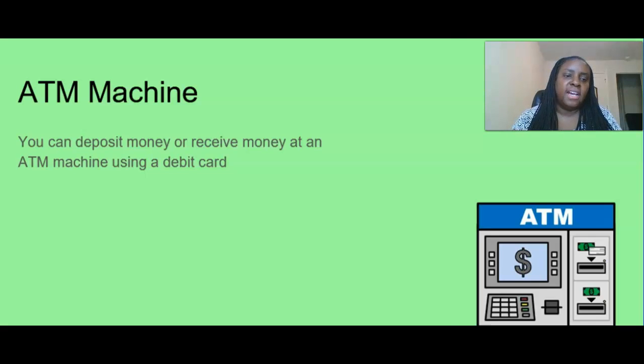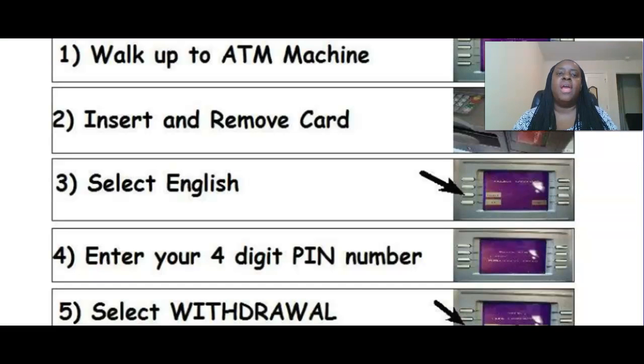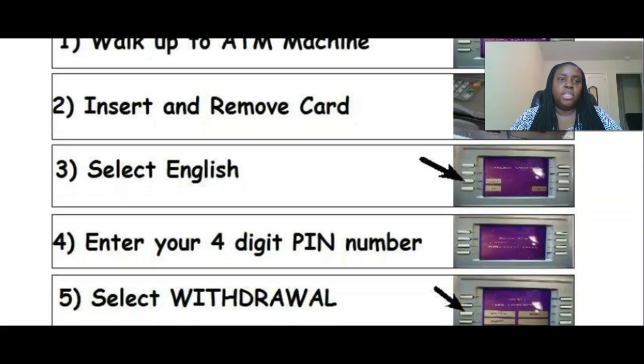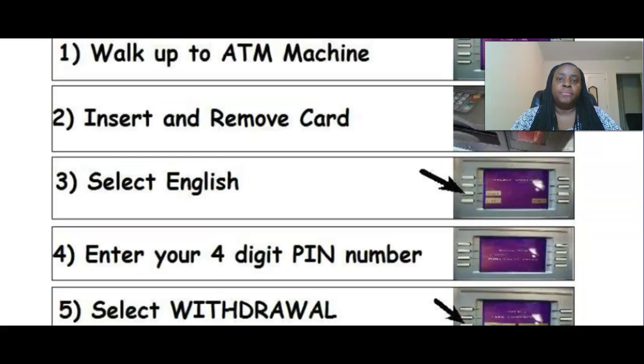In the next slide, we're going to talk about how you do all this. You're going to walk up to the ATM machine and insert your card. Then you're going to select the language that you speak, whether Spanish or English. Then you're going to enter your 4-digit PIN number. When you get your card, you're going to have a PIN number. You're the only one that's going to have this number.